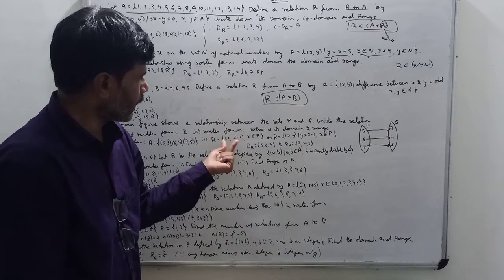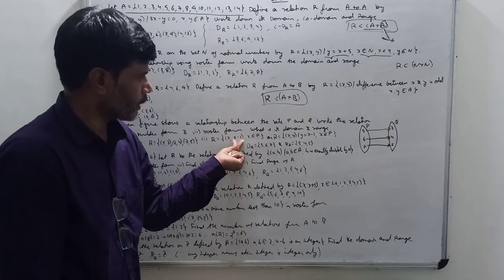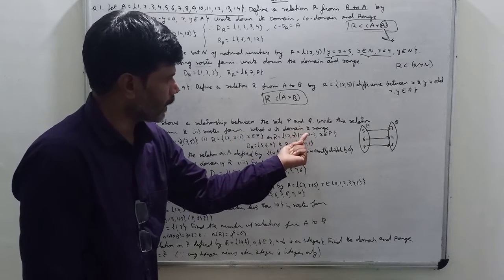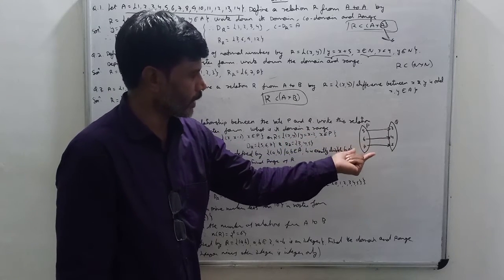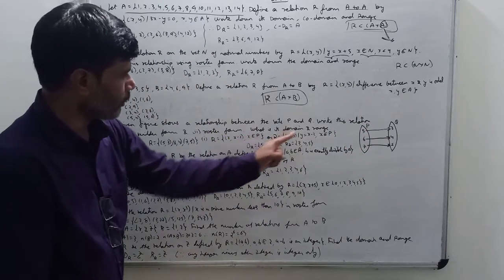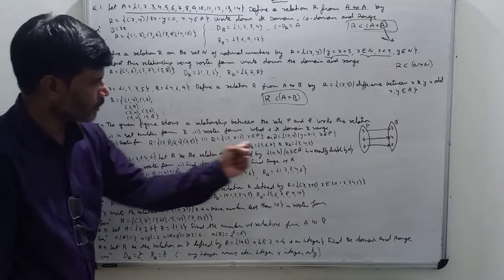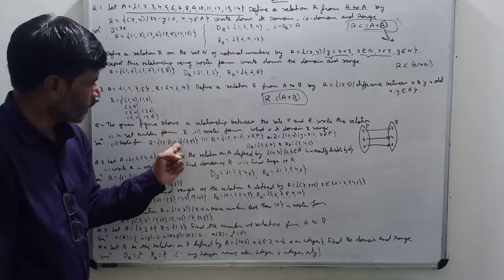Or you can write in another way: (x, y) where y is equal to x minus 2. In place of y I am writing x minus 2, where x belongs to {5, 6, 7}, or x belongs to P, you can write. Okay. And they have asked for the domain also. So domain means the first elements of the ordered pairs: 5, 6, 7. And range means the second elements: 3, 4, 5.